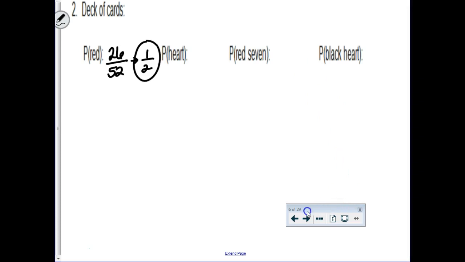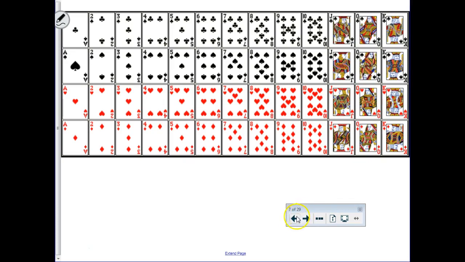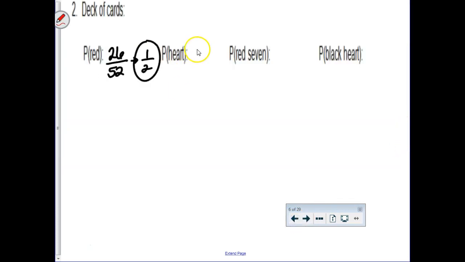How many hearts were in the deck? Yep, a full suit of it would be 13. So that would be 13 out of the 52, but then my logic kicks in and I go, oh, well, that was dumb. Hearts, 1 out of the 4 suits, right? So this is going to reduce to 1/4.